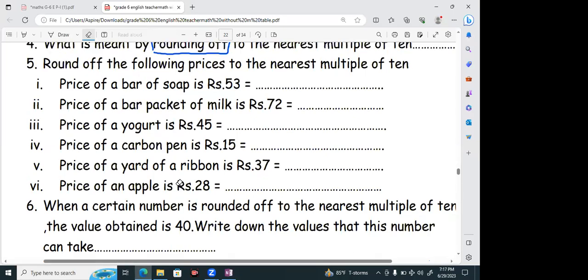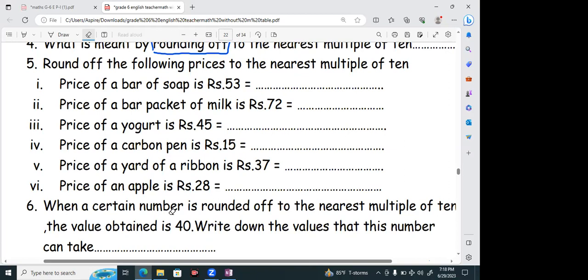Round off the following prices to the nearest multiple of 10. Can you round off this quickly? You will be able to give answers quickly, in less than a minute. Write down your answers. Please mention the unit also. Even when you round off, write the units.